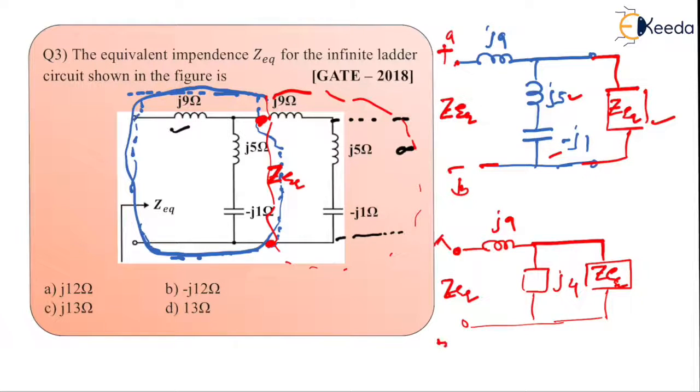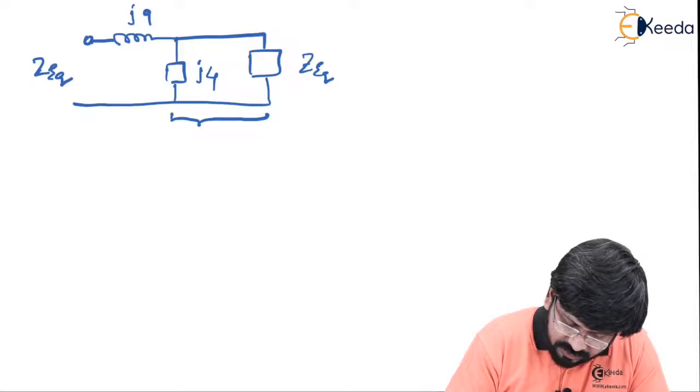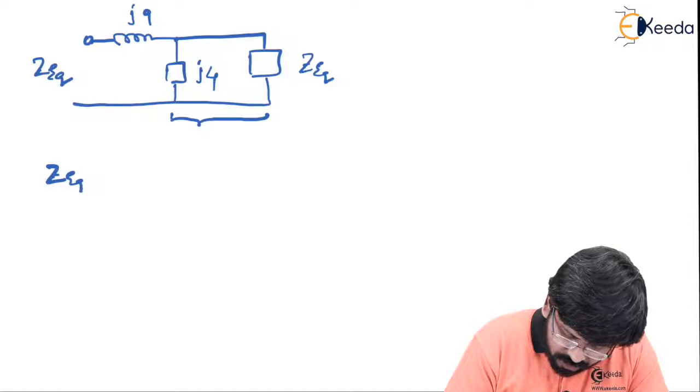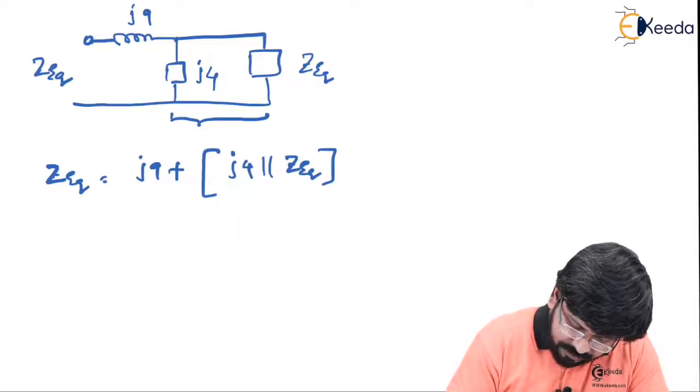You can see point AB, after point AB there is one impedance J9, then there is J4 in the vertical branch, in parallel to which there is Z equivalent. Am I right? Let me just redraw it here. These two are in parallel combination now. So overall Z equivalent can be written as J9 plus J4 in parallel with Z equivalent.